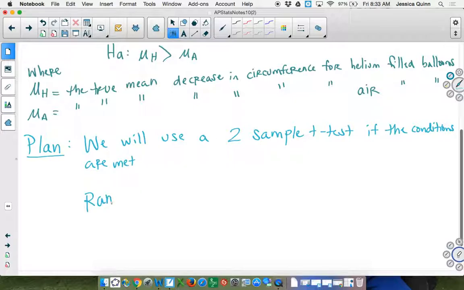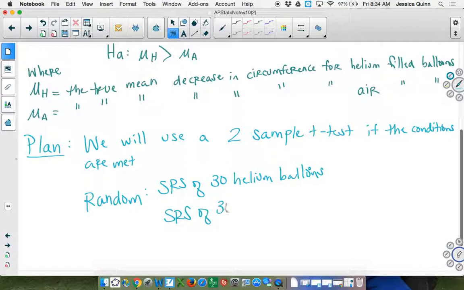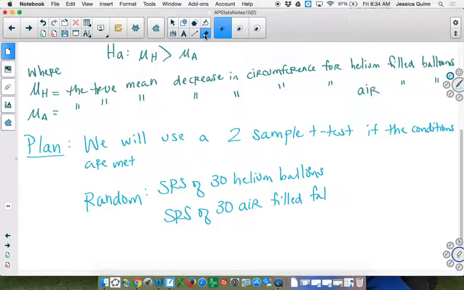Okay, random. It says randomly divided them into 2 piles of 30. Good. So I have an SRS of 30 helium balloons, and an SRS of 30 air-filled balloons. I can't spell. You could say what Kat said. You could say, like, randomly assigned 30 helium, 30 air. So, whatever, it's something like that.